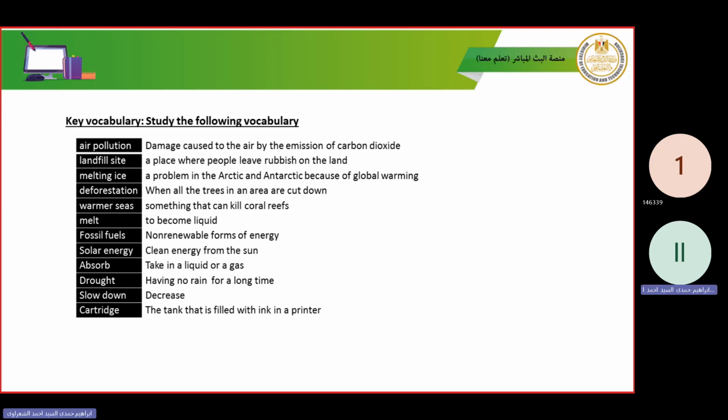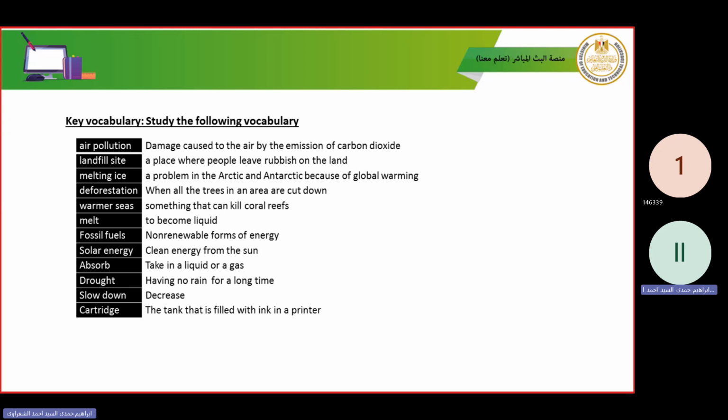Trees absorb carbon dioxide. And then we have the word drought. Okay, drought. GH is silent. A drought means having no rain for a long time. And by the way, the antonym of drought, or the opposite word of drought, is flood. A drought occurs when there is no rain. A flood occurs when there is a lot of rain.